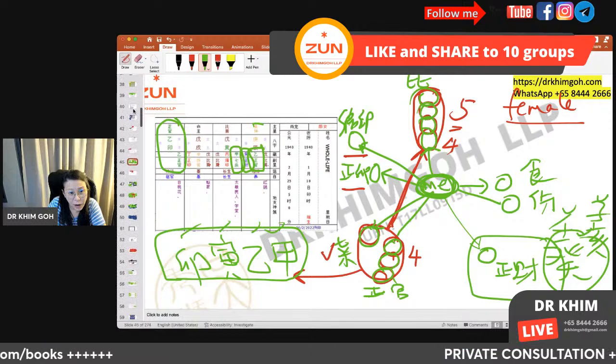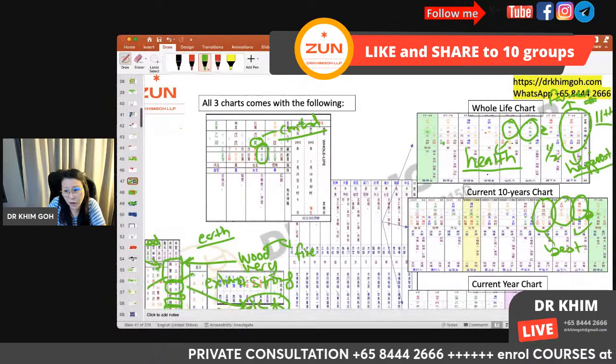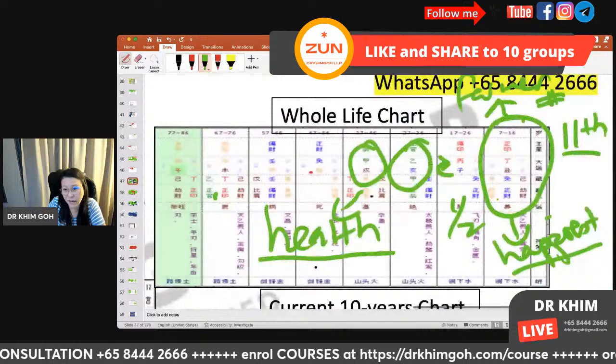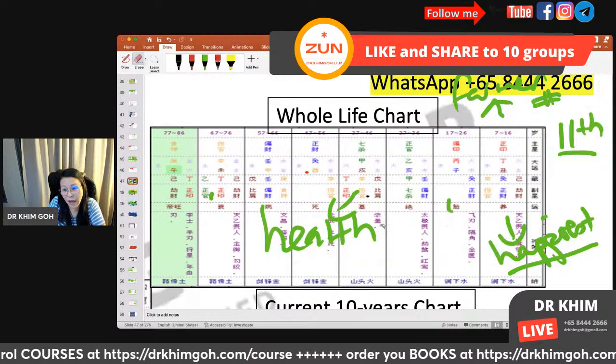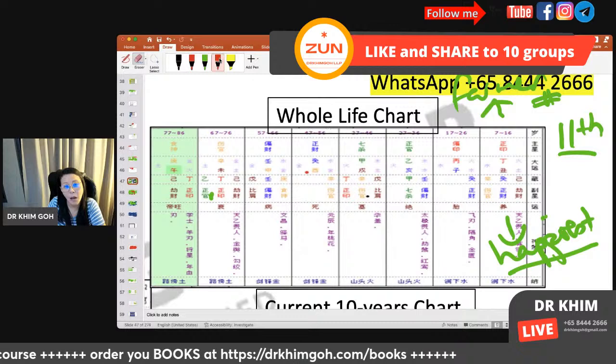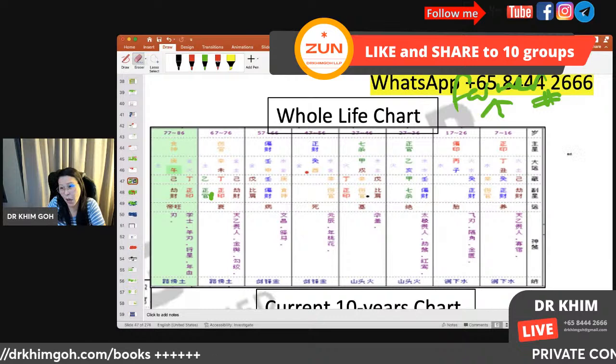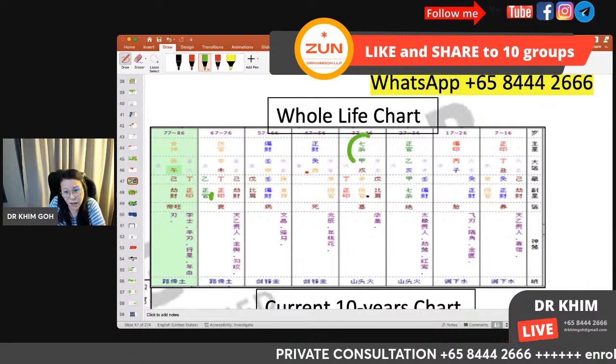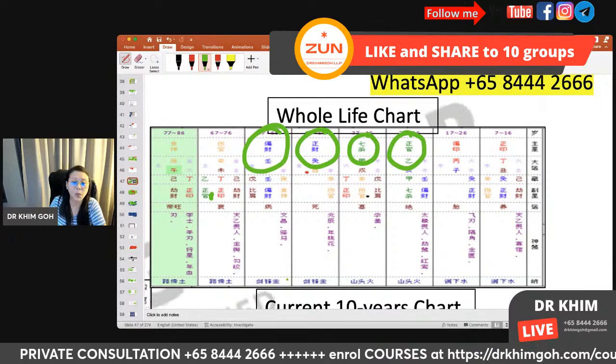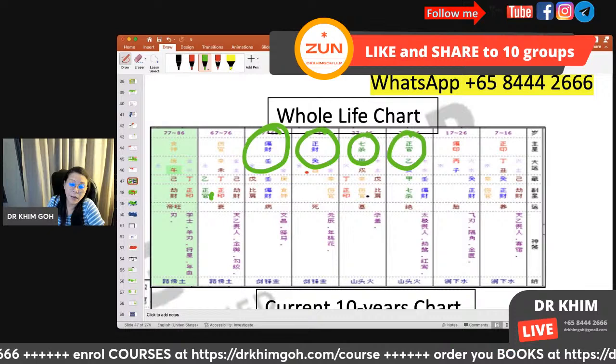Right? Then after plot already, go and see the luck cycle. Here, search. Where is the water and the wood? Search for where's the water and the wood. Right? When the water and wood come in, cham liao, cham liao. Right? So she falls sick here.